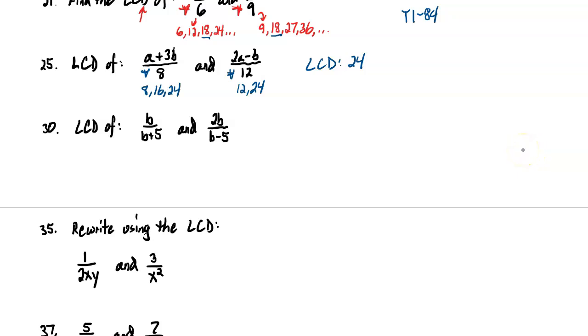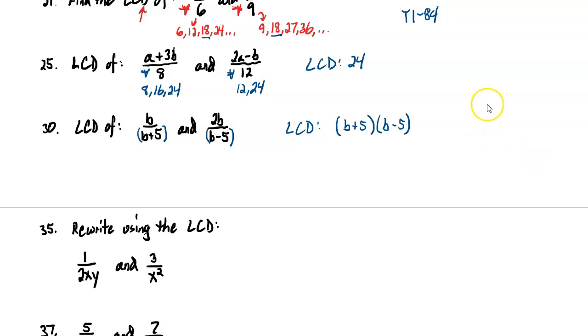In the first denominator, the factor that appears is b plus 5. In the second denominator, the factor that appears is b minus 5. We're going to create a product using those two factors. Product just means multiply them together. So b plus 5 times b minus 5. That is the LCD. It's the least common multiple of the denominators of these fractions.